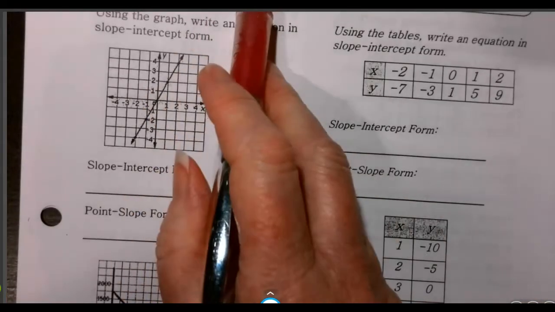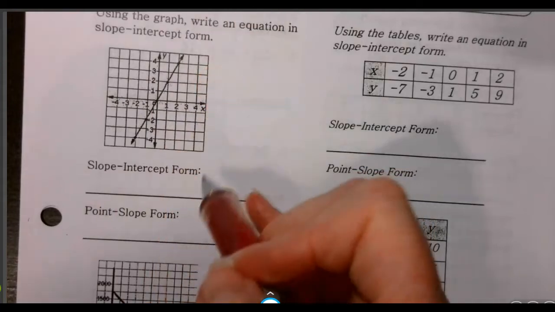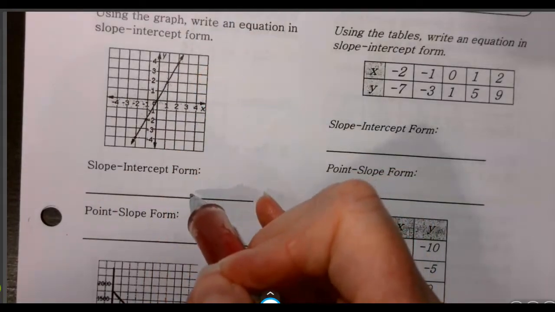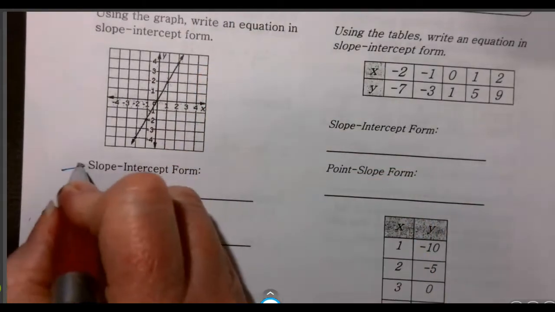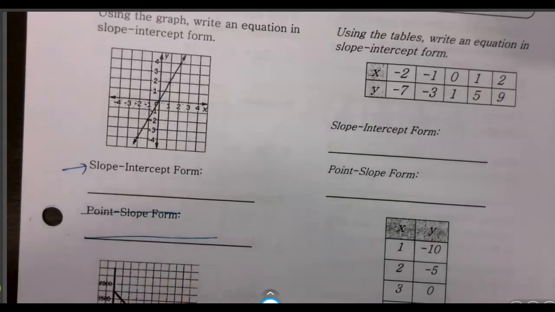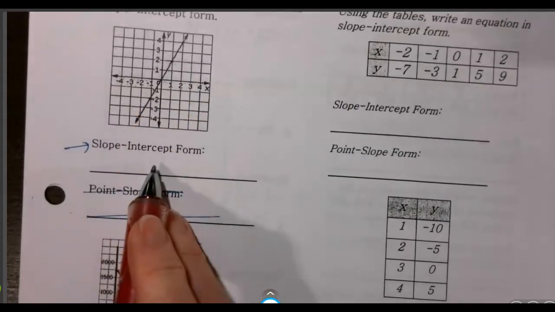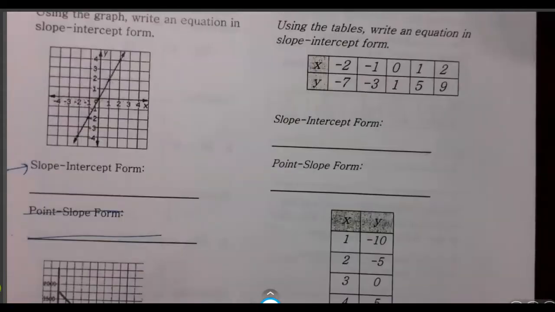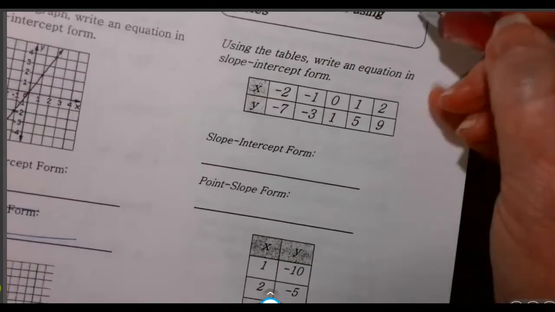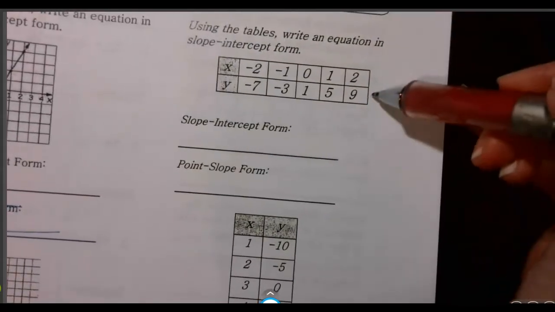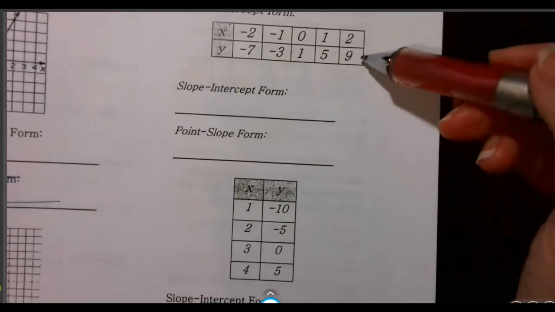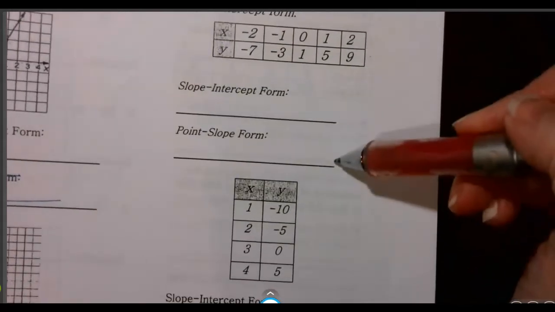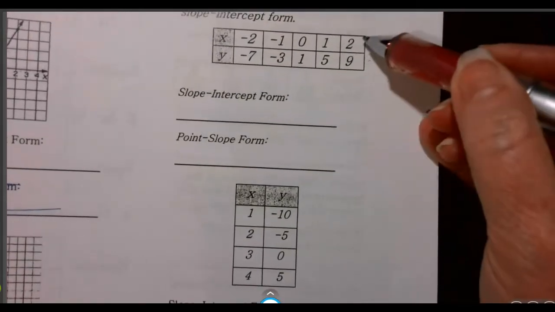Write equations in slope-intercept form given a graph. I don't even think we make you... we do this, but I don't think we do on this test. We do, given a graph, write the equation. I decided not to do point slope. So slope-intercept form using tables. Write an equation in slope-intercept form, point slope. Either way, this is going to be helpful.